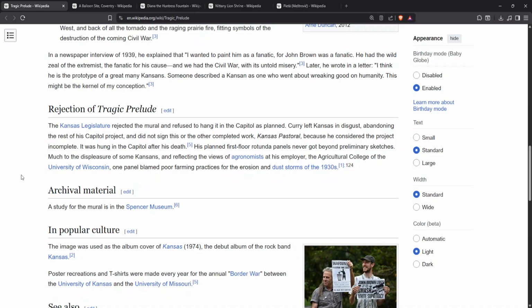He planned first floor rotunda panels but never got beyond the preliminary sketches, much to the pleasure of some Kansans, reflecting the views of the agriculturalists at the Agricultural College of the University of Wisconsin. One panel blamed poor farming practices for the erosion and the dust storms of the 1930s, which were a really big thing. I believe that was the Dust Bowl. Today, the mural is in the Spencer Museum.